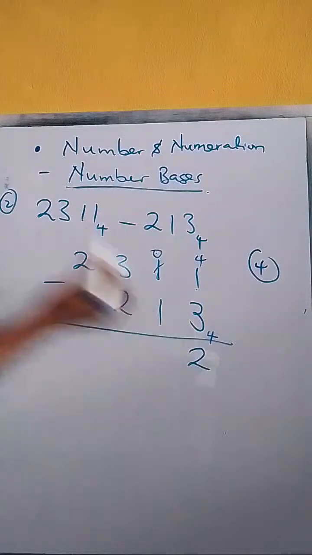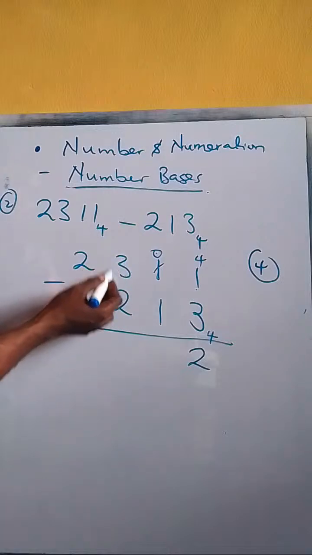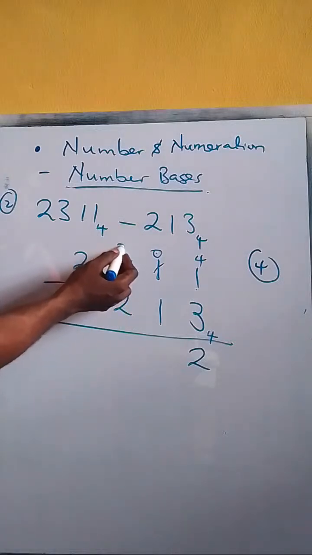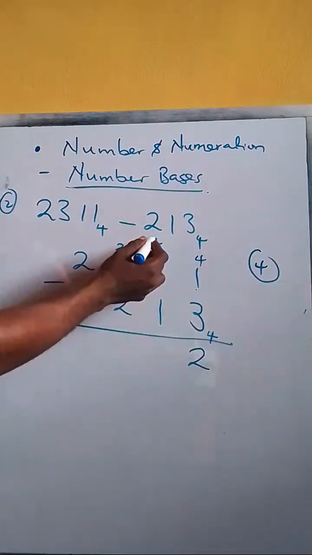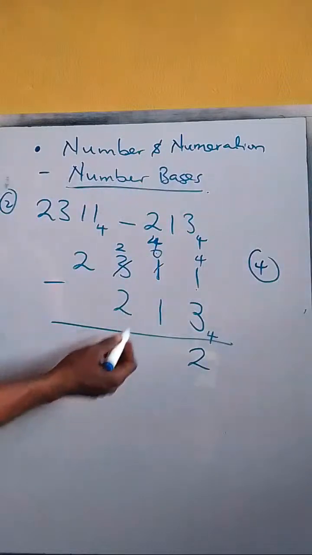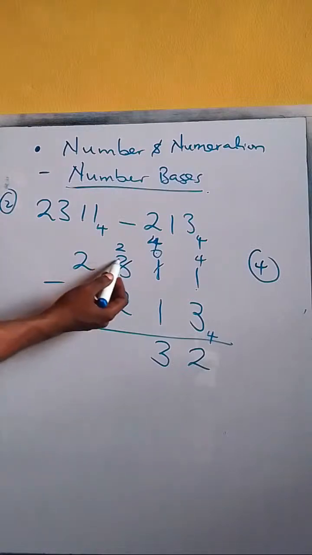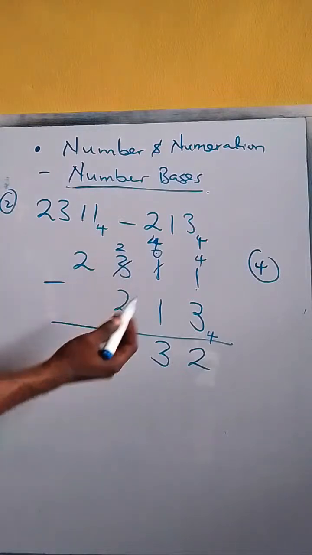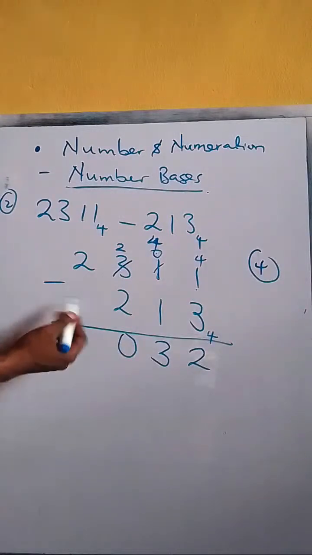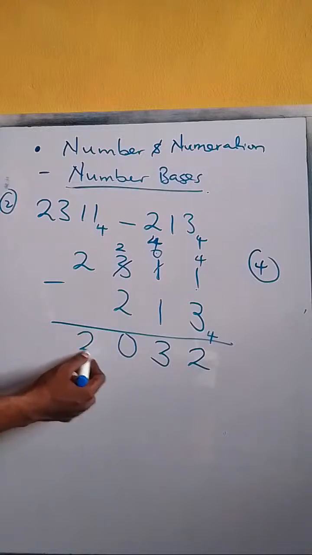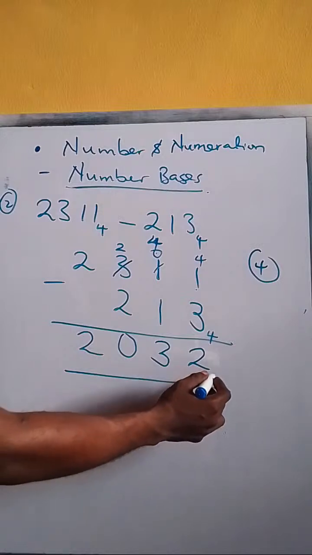So 0 minus 1, also that's not possible. So you take 1 from the next available number here, and this one reduces to 2. Then the 1 you take becomes 4, and you have 4 plus 0, that's still 4. 4 minus 1 is 3. Then what is left here is 2. 2 minus 2 is 0, that's possible. Then you have just 2 here, put it there. So that's the answer: 2032 base 4.